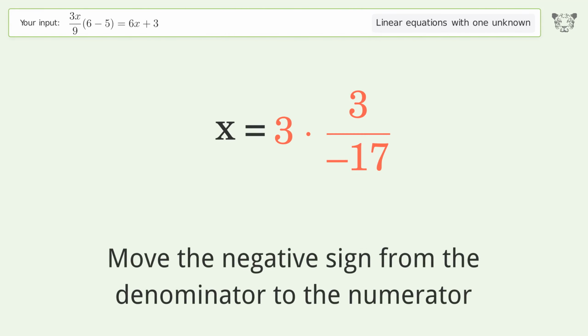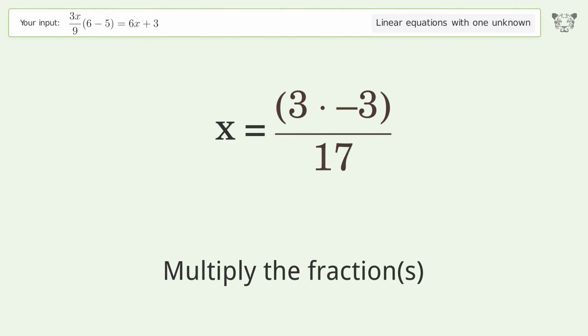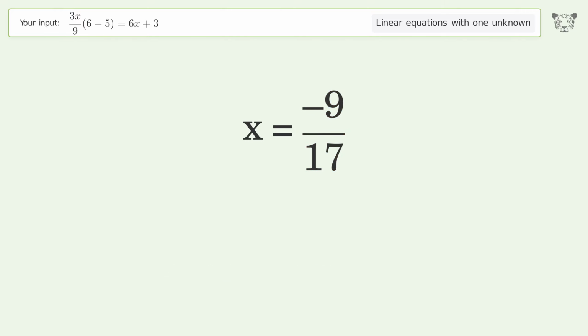Move the negative sign from the denominator to the numerator. Multiply the fractions. Simplify the arithmetic. And so the final result is x equals -9/17.